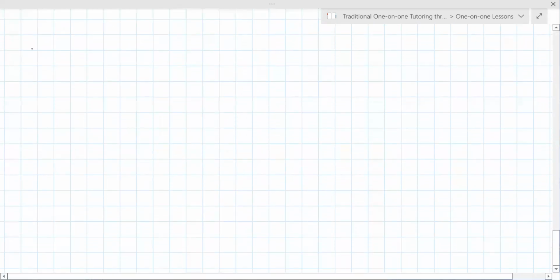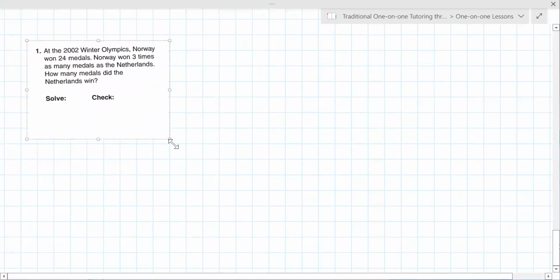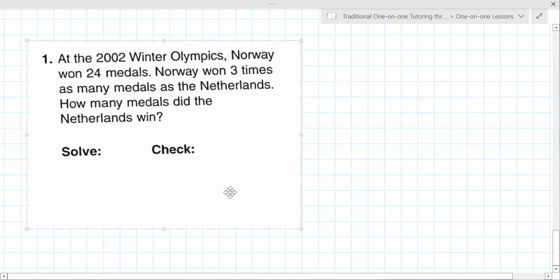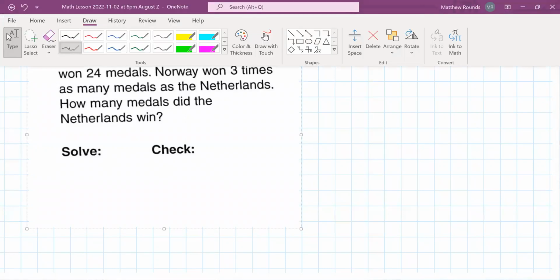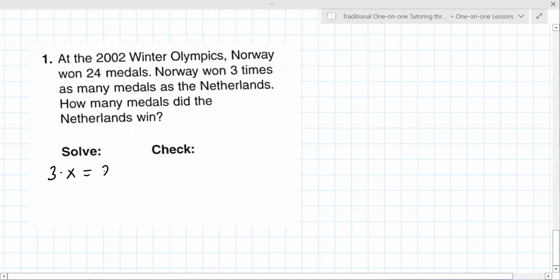Okay, so let's take a look here. It's a lot of reading, but it's not a super difficult problem. It says at the 2002 Winter Olympics, Norway won 24 medals. Norway won 3 times as many medals as the Netherlands. How many medals did the Netherlands win? What do you do? 3 times what equals 24? Yeah, that's exactly right. So I would write that there: 3 times x equals 24. And then you solve that.